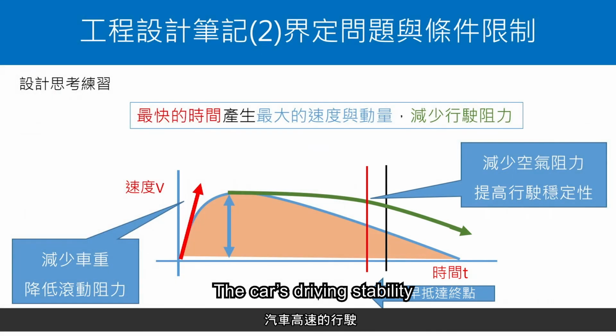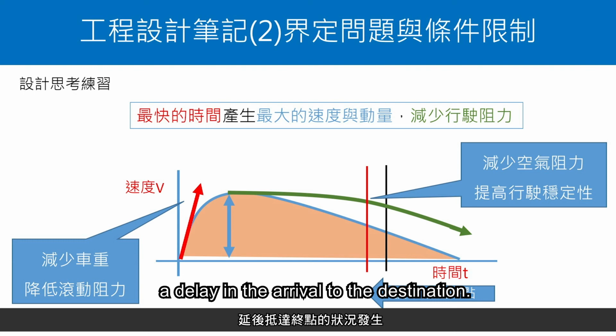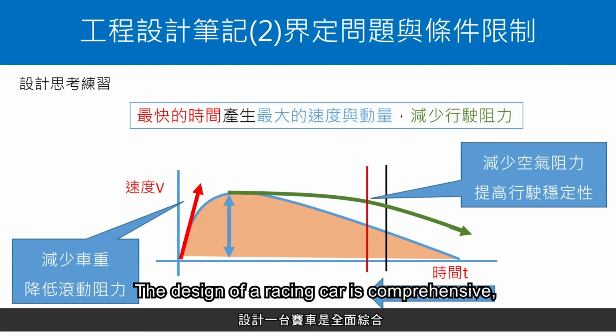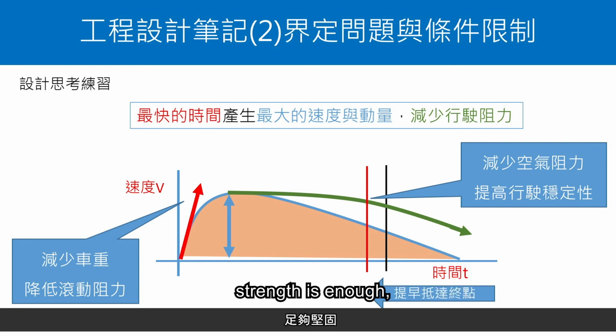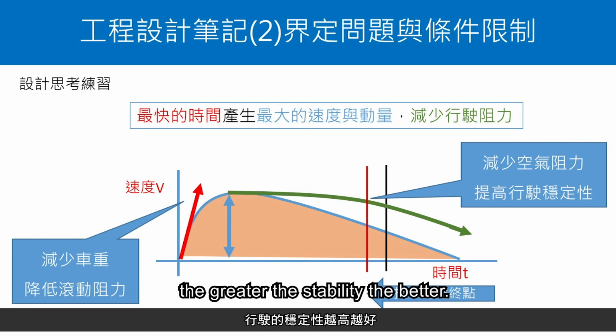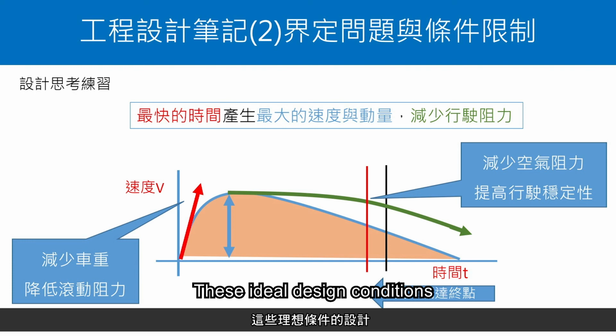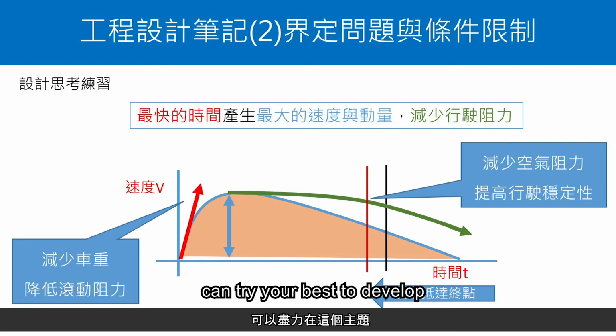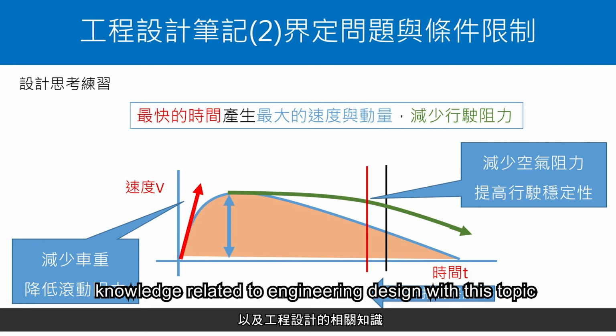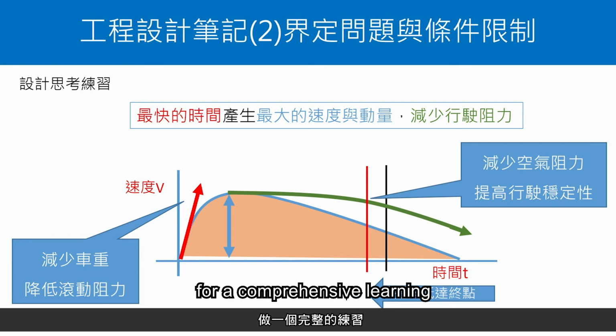The car's driving stability at high speeds is also very important. If stability is not enough, the related vibration and deviation will increase the driving time and cause a delay in the arrival to the destination. The design of a racing car is comprehensive. It needs to consider whether the structural strength is enough. The lower the center of gravity, the better. The less air drag, the better. The greater the stability, the better. These ideal design conditions are hard to meet. Students can try your best to develop your design thinking as well as knowledge related to engineering design with this topic for a comprehensive learning.